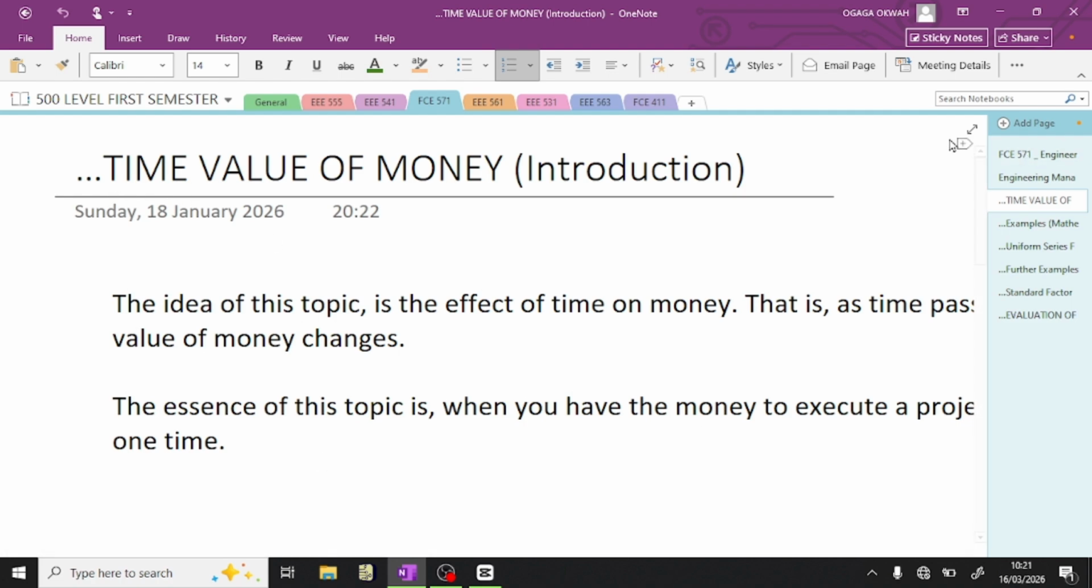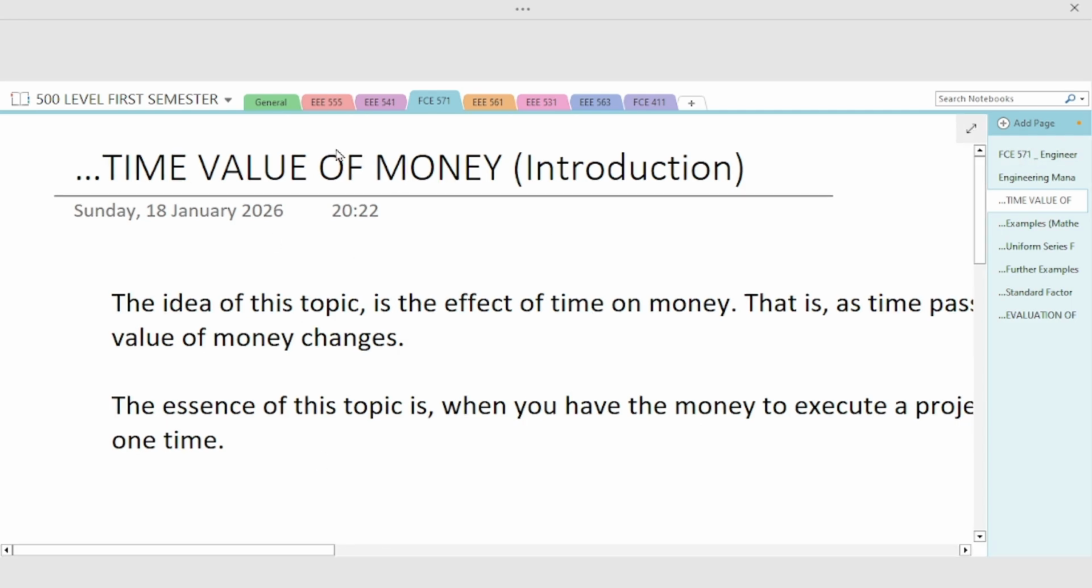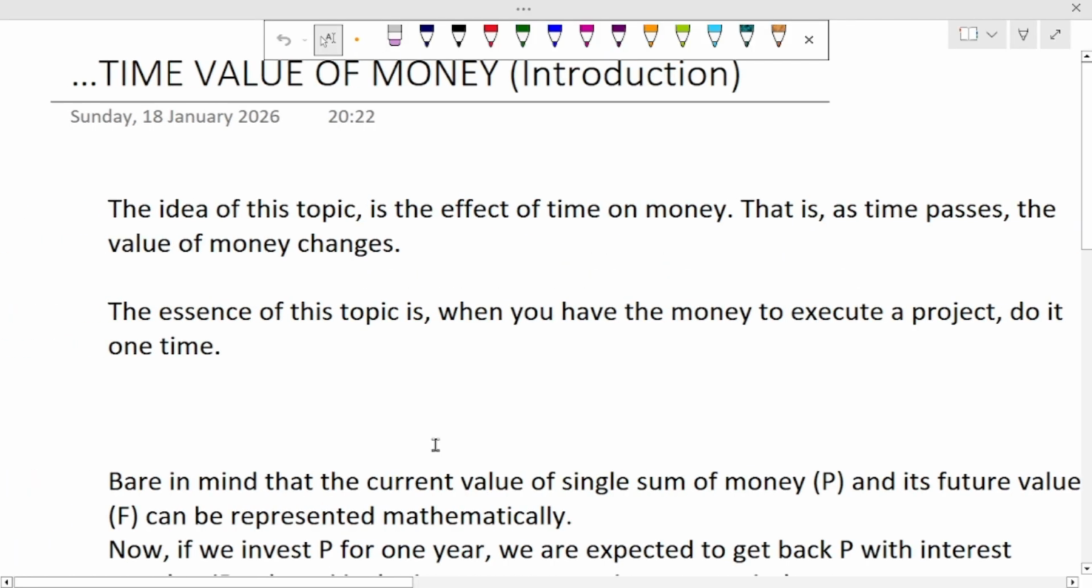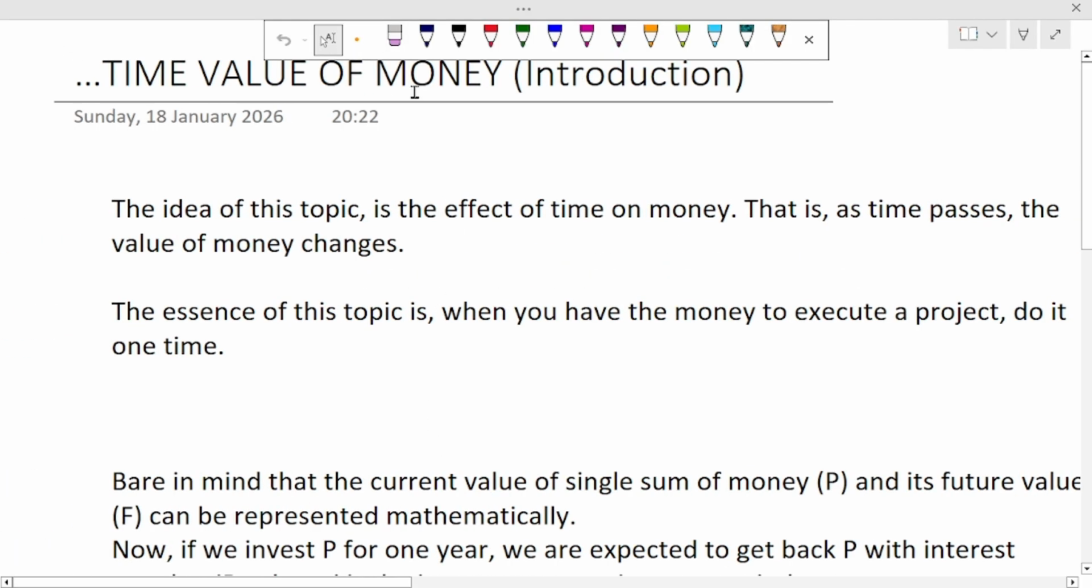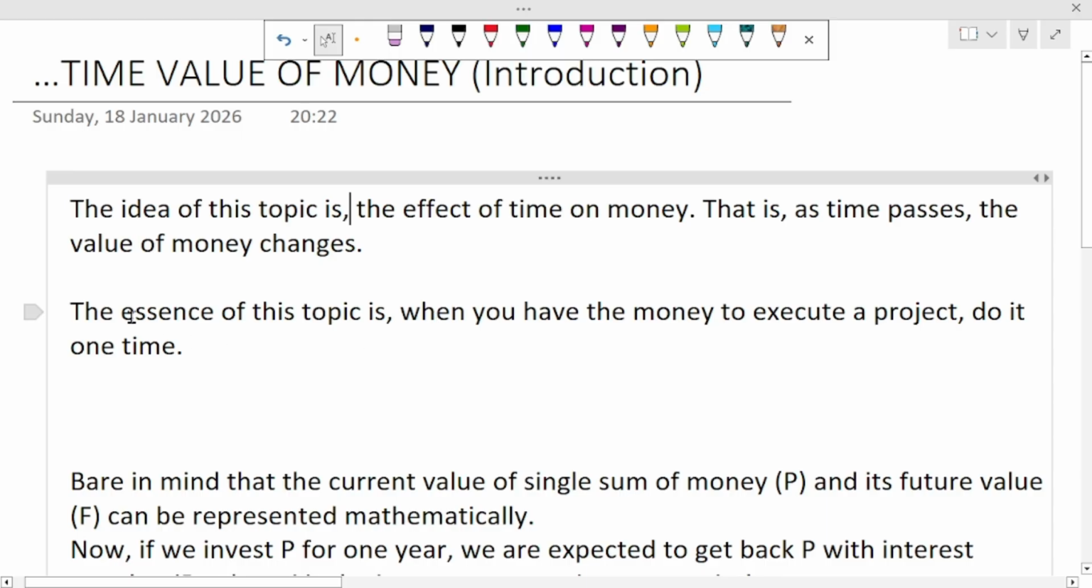Now let's go in. Time value of money introduction. The idea of this topic is the effect of time on money. That is, as time passes, the value of money changes. Come on guys, this is so obvious.